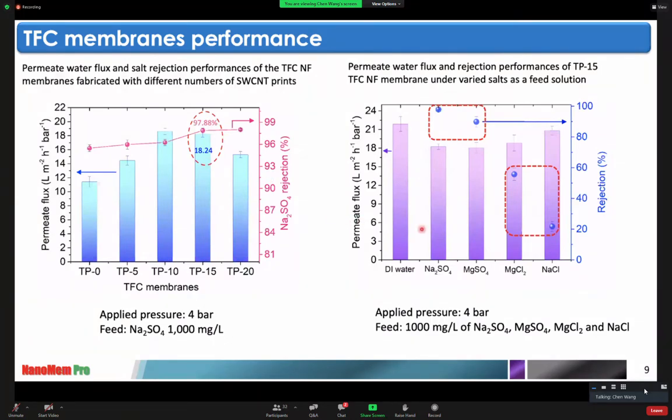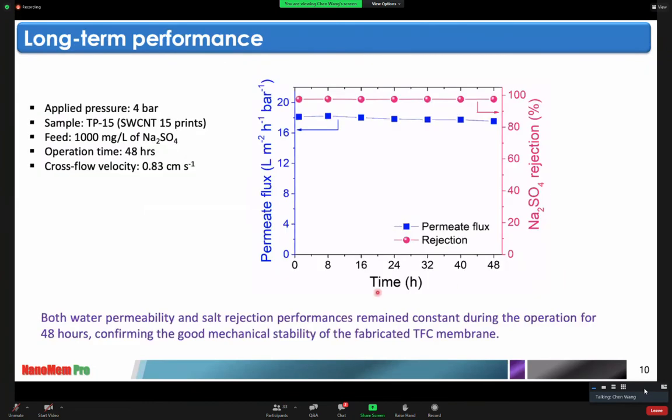The second figure is about the membrane performance under various salts as feed solution. It's clear that the TFC membrane exhibited the highest rejection to sodium sulfate, followed by magnesium sulfate, magnesium chloride, and sodium chloride. We also did the long-term test. In this figure, it's clear that both the permeate flux and sodium sulfate rejection are stable during the operation time of 48 hours, indicating the good mechanical stability of our fabricated TFC membrane.